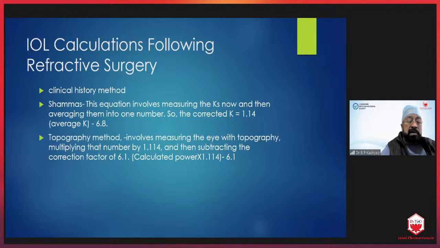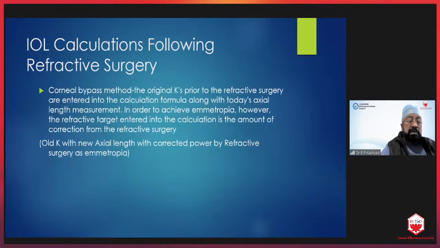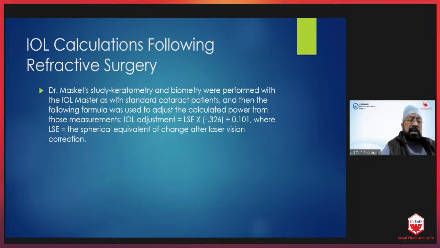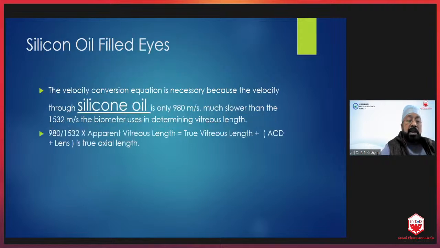Now for all these post-refractive surgeries, there are many more methods that have come. Some depend on the clinical history method, the Shammas method, then the topographic method. There's something known as the corneal bypass method, where the original case prior to the refractive surgery is entered and calculated. So there are many more methods. And Dr. Masket's study performed keratometry and biometry, so they work with the IOLMaster, and you can get all this.